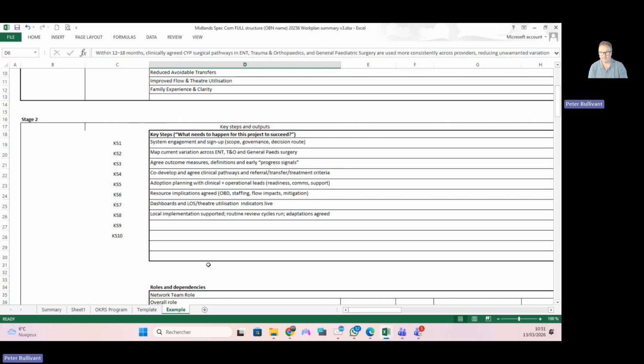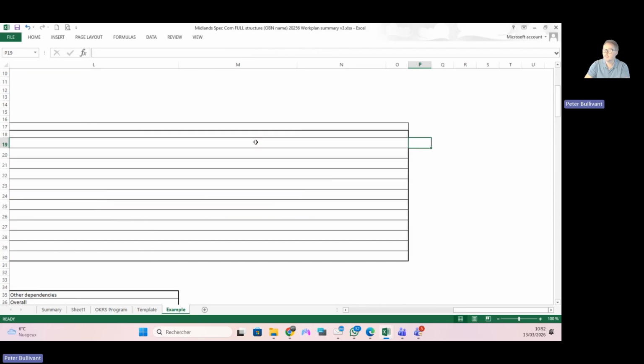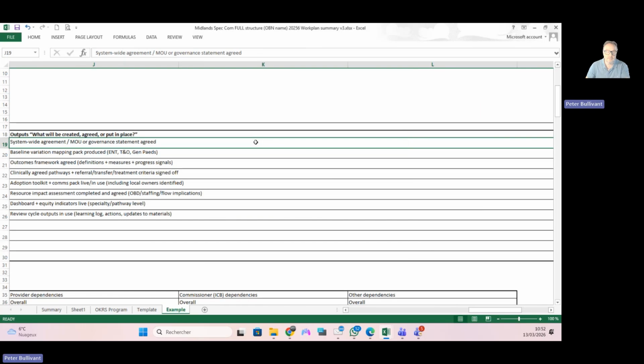What are the key steps that you're looking at, 4, 5, 6, across this 12-month period to contribute to the outcomes? We're looking at a fairly simple, single line description of the activity that you're going to deliver. Then we're asking you to produce the outputs. As a result of that specific activity, what will you produce that contributes to the outcomes?